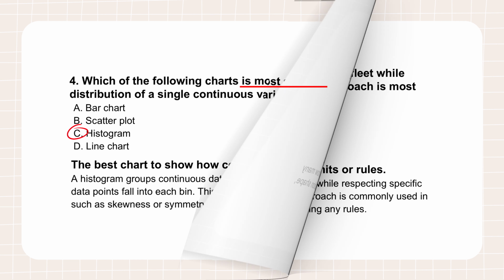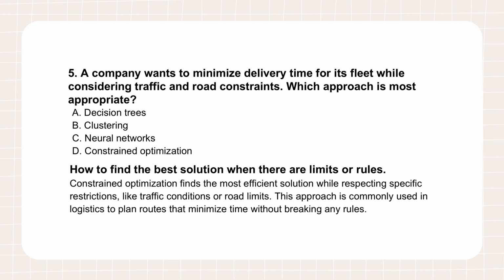Nicely put. Okay, one last practical problem area that came up in these questions. It involves making decisions when you have limits or rules. Constraints. Yeah. The question described a company trying to minimize delivery times for its trucks. But crucially, they had to factor in things like traffic patterns and maybe road restrictions. Real-world stuff. Totally. And it asked which approach is best suited for this kind of problem. Their options were decision trees, clustering, neural networks, and something called constrained optimization. And the source identifies constrained optimization as the correct answer.